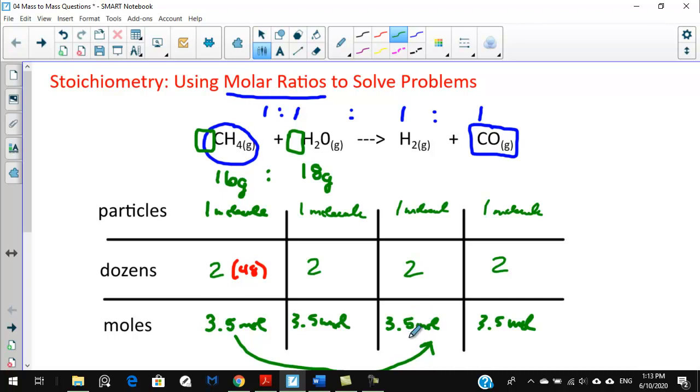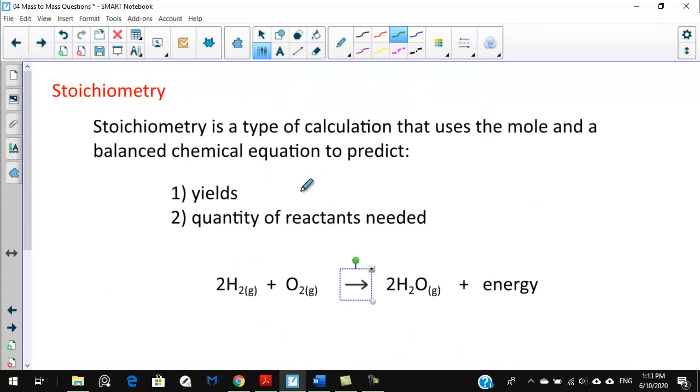Okay? So it's really starting to use why we write balanced chemical equations to start with, to be able to calculate how much stuff we need and how much material we are going to make as a result of the equation. Okay, let's just review that very quickly here.